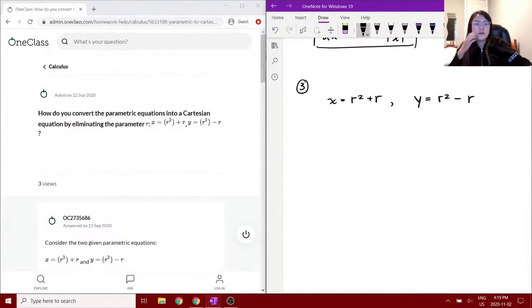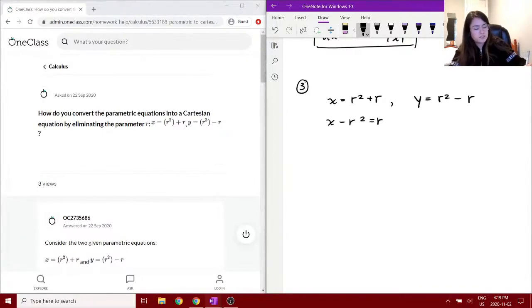Basically, our goal here is to get rid of the r's completely and have an equation that contains only x and y. We can do this in a couple of different ways. I'm going to start by rearranging each of these equations. Since they both have an r and an r squared, I'm going to rearrange for r so that I can set them equal to each other.